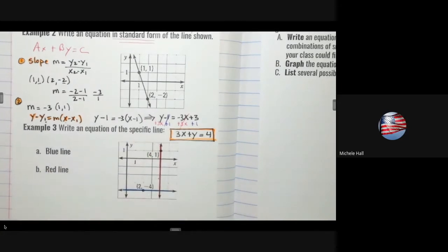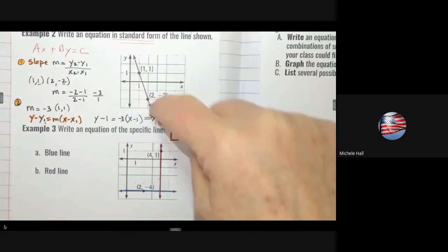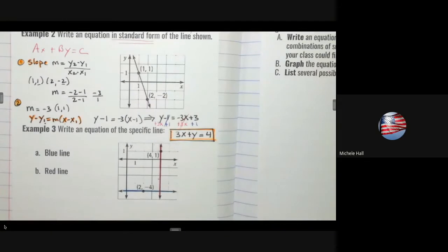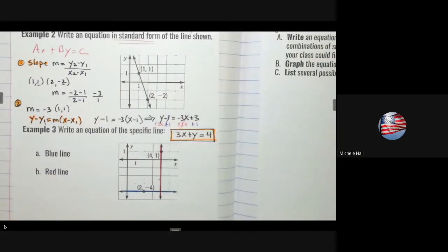Blue line, red line. Here is the red line and the blue line. Well, what kind of line is that? Does it have a slanted slope? Does it have a negative slope? Does it have a positive slope? And it does not. These are horizontal and vertical lines. And we talked about these lines back in the previous chapter.